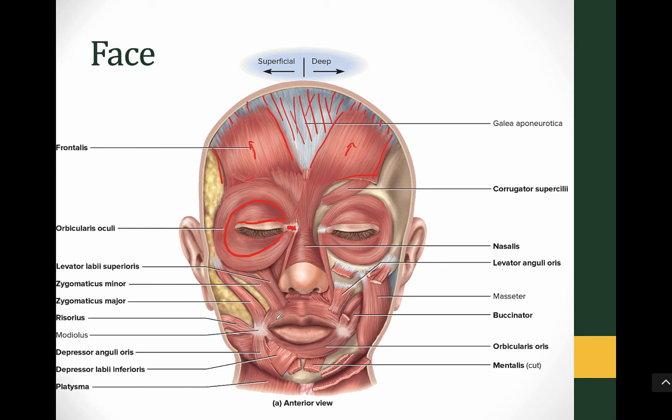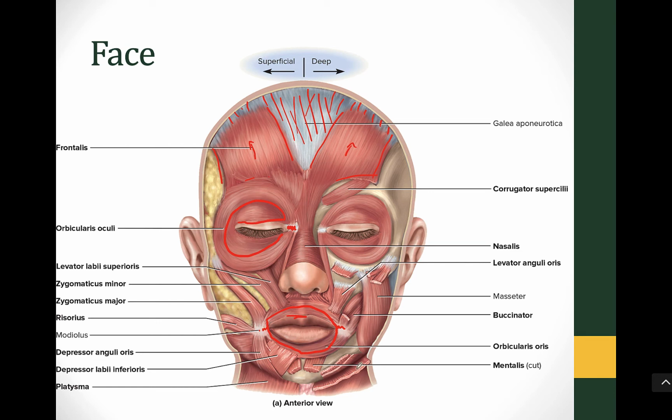The orbicularis oris, we've got another circular muscle here surrounding the lips, which is going to close the mouth and protrude the lips. This is your duck lips muscle. So it's going to originate here on the maxilla and the mandible, and then insert here on the upper lip, which is what it moves.